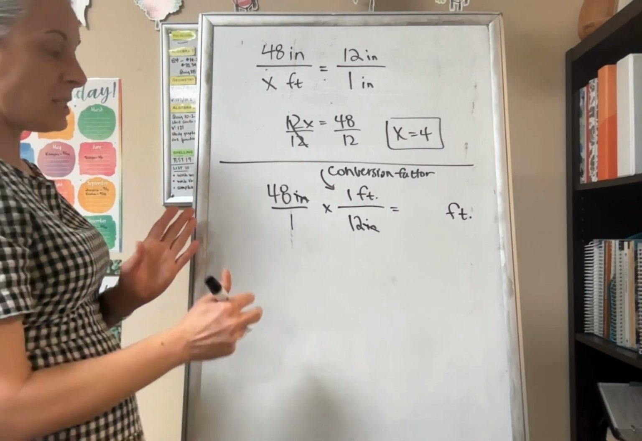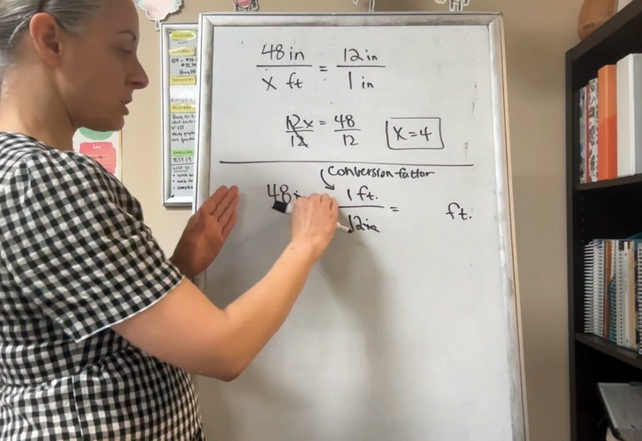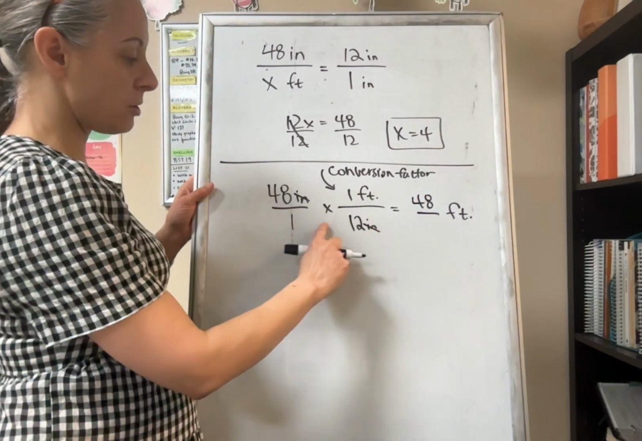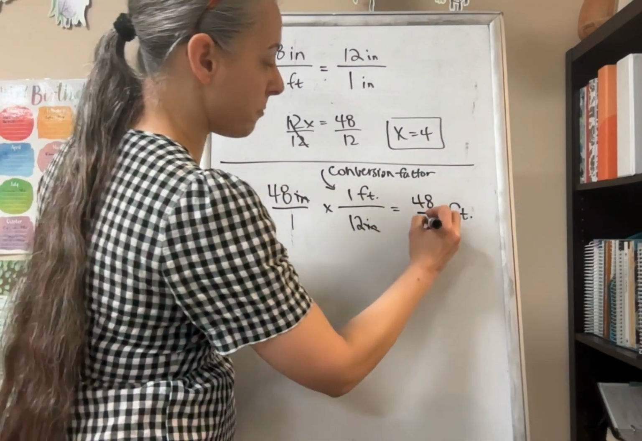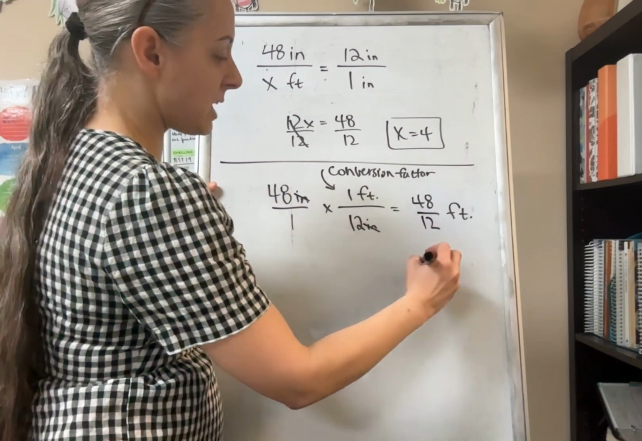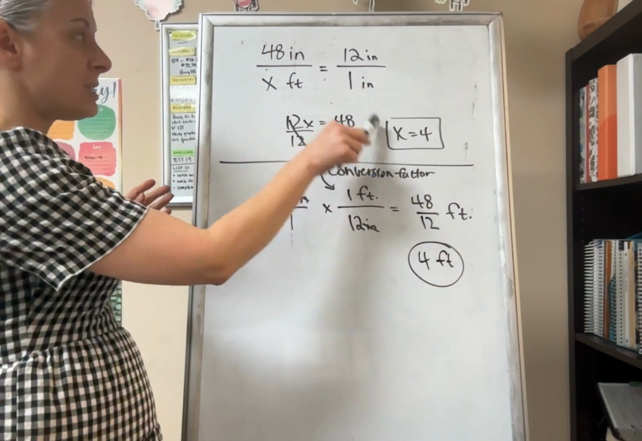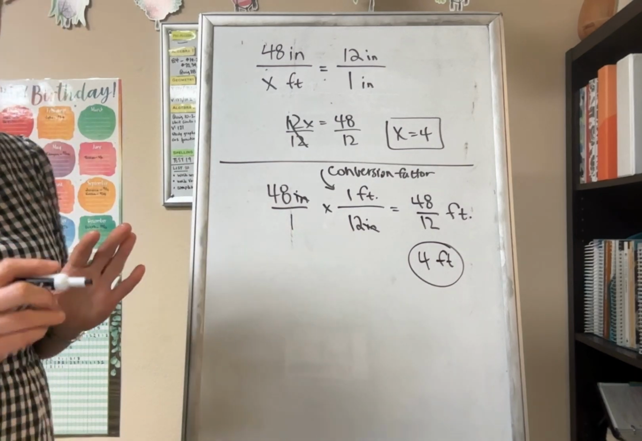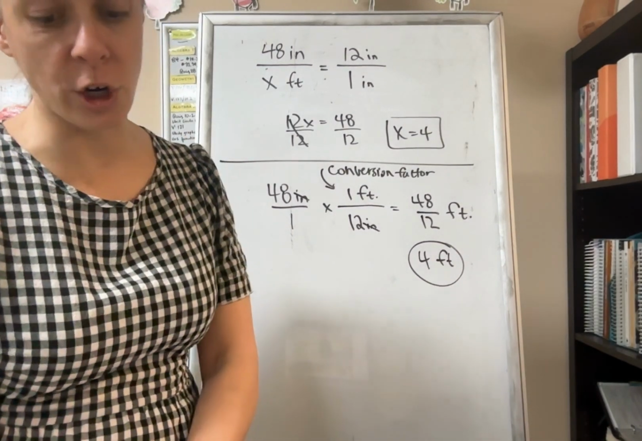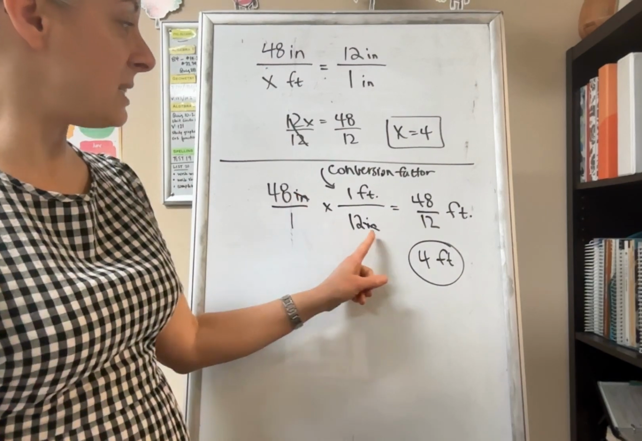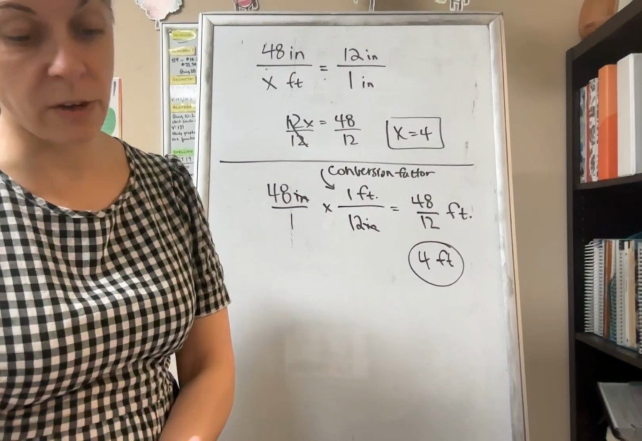So now I just need to do the math. Numerator times numerator, 48 times 1 makes 48. Denominator times denominator, 1 times 12 makes 12. 48 divided by 12 makes 4 feet. And I get the same answer, but I've used a conversion factor instead. I have to set it up so that my units cancel out when I use a conversion factor.